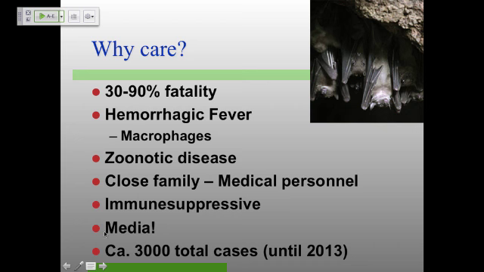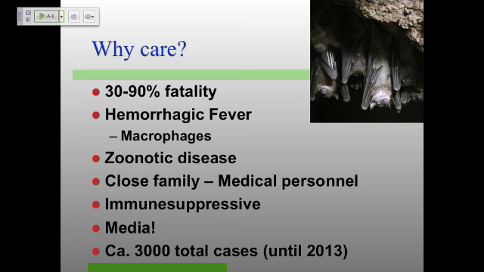Probably the main reason that we care about this has to do with the media, because at least until 2013, there were 3,000 cases ever of filovirus disease, relative to the other things we've been talking about. What about, well, say dengue? Tens of thousands a year of dengue. Measles, probably 1 million or so per year.